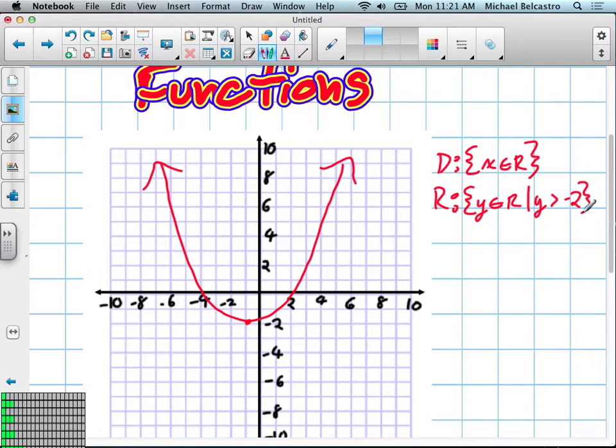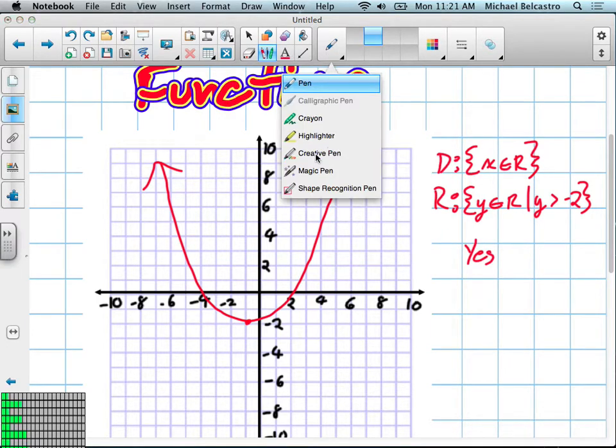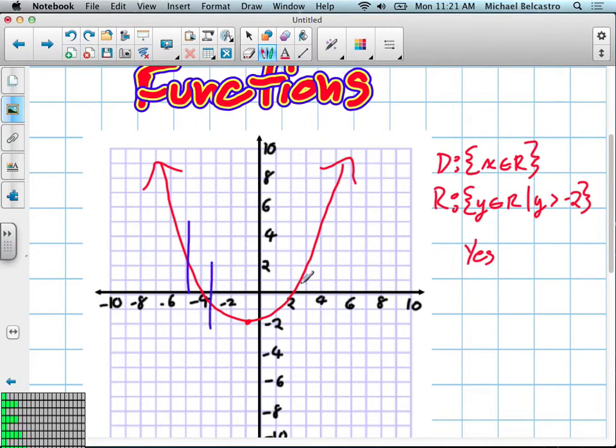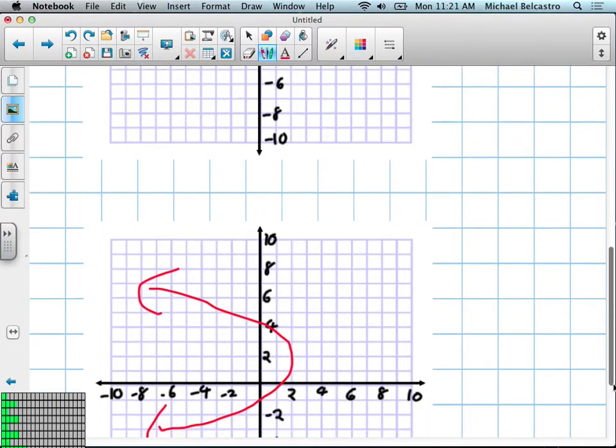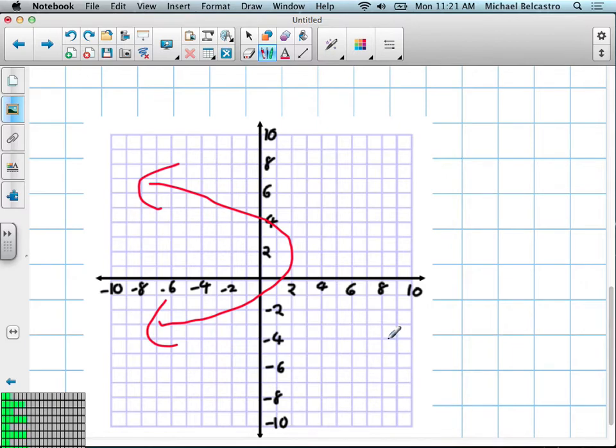Is this function, or is this a function? Yes, this is a function because the vertical line touches everything once. You're missing one more part. Don't worry about it. That's not a function.